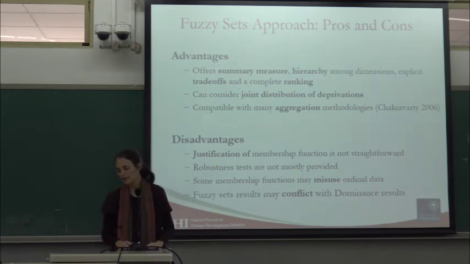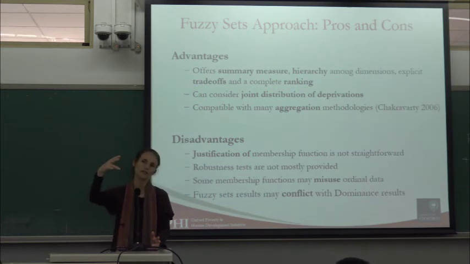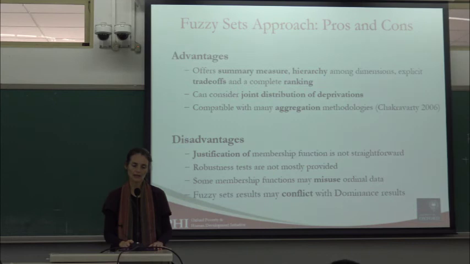So what is an advantage of the fuzzy set approach? It offers a measure, it offers a hierarchy, it does a complete ranking, it considers the joint distributions, it can be used with many different aggregation methods. All you're doing in this example is identifying who is poor, or the probability of being poor, and then you can do any aggregation method.